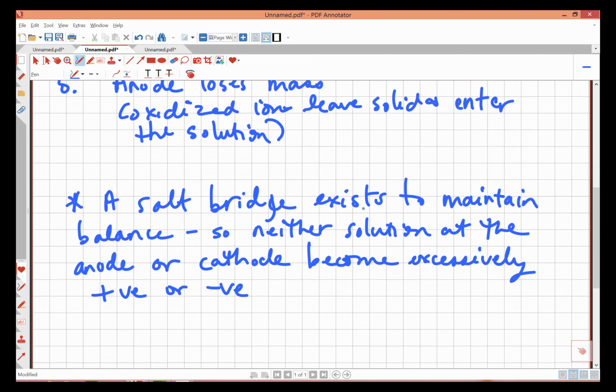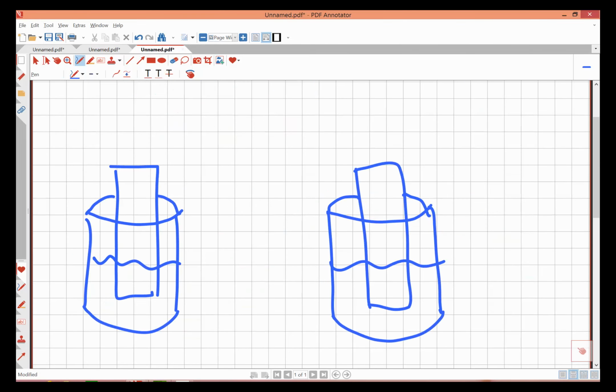And just another key point in terms of representing it visually, a salt bridge exists, and I know you have heard this before, but just to emphasize, to maintain balance. So neither solution at the anode or cathode becomes excessively positive or negative. And again, I'll explain that more when we represent it visually. So I've started this very simple drawing. We are going to look at this, and we are going to start labeling some things on this. So first of all, this is my anode.